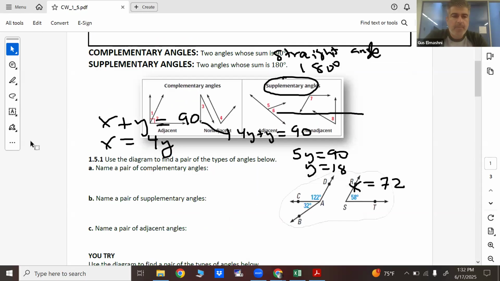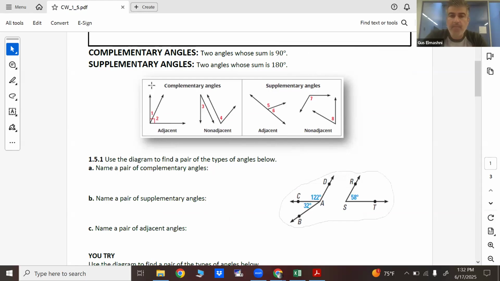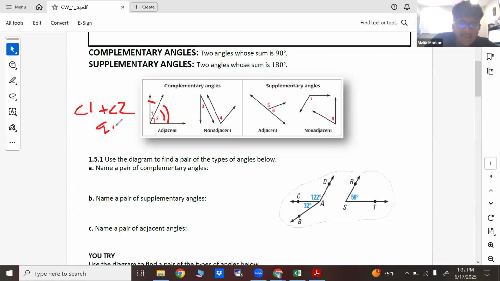Okay. Some other terminology here. Complementary means two angles add up to 90. Supplementary means two angles add up to 180. If your two angles are right next to each other, we say they're adjacent, which makes sense. If they are not, we call it non-adjacent. So in this case, angle 1 plus angle 2 has to add up to 90 degrees. Complementary is what adds up to 90, and supplementary adds up to 180.